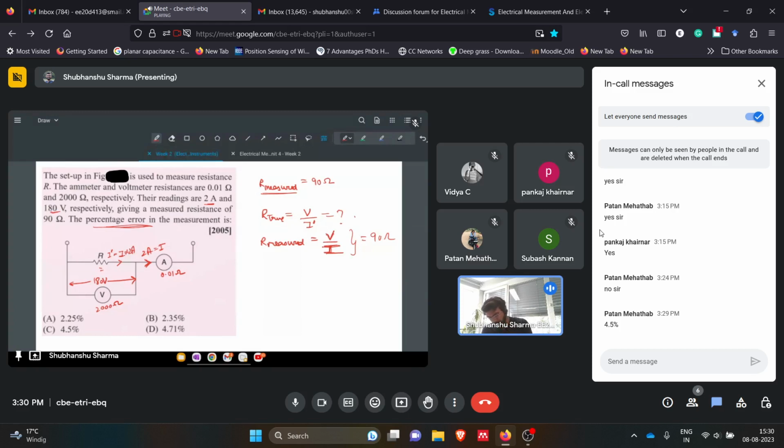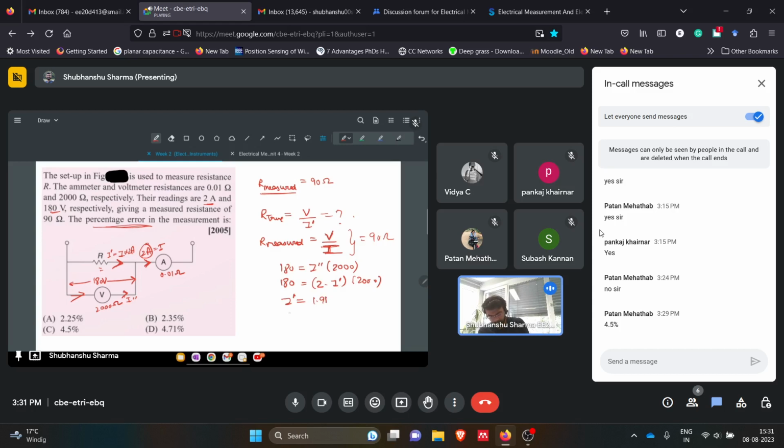So what will be R true? You can simply solve like this. Let's say I double prime is the current through the voltmeter branch. The voltage drop we know, that is 180, and this current is I double prime into 2000. This will be 2 minus I prime, that is the full current minus the current through this, times 2000, equals 180. So we can get I prime as 1.91.